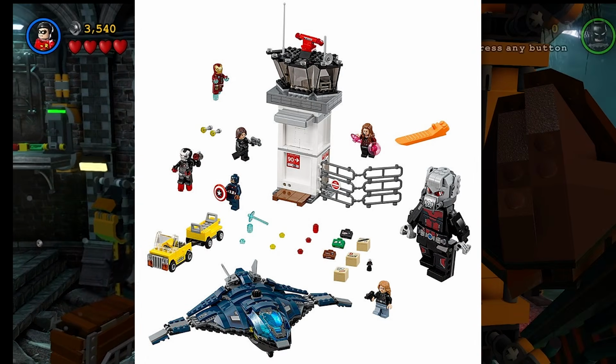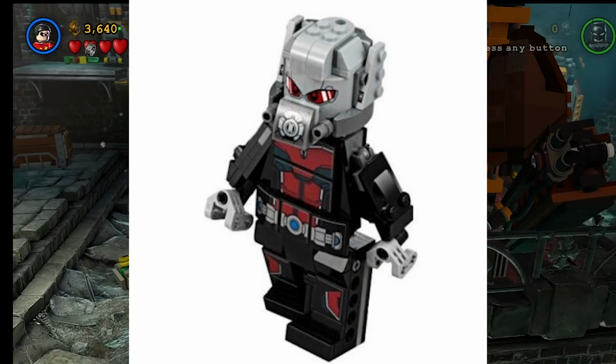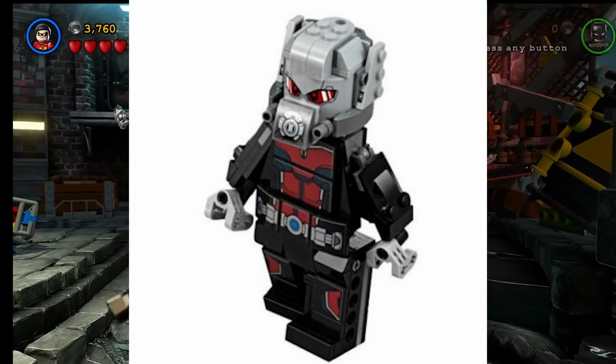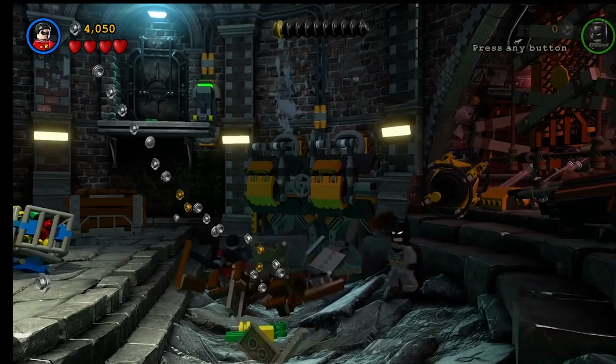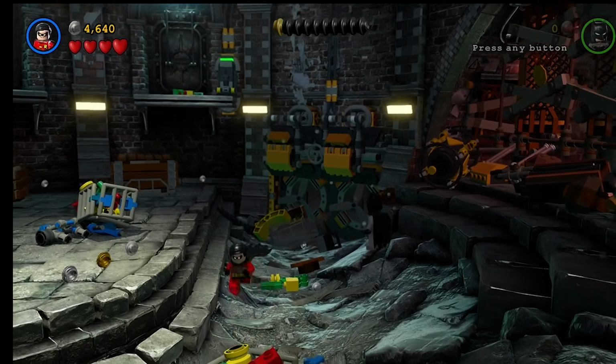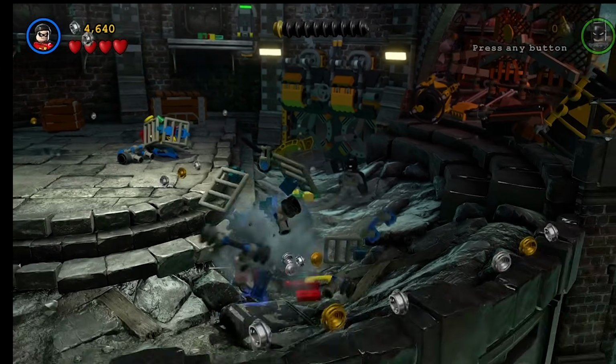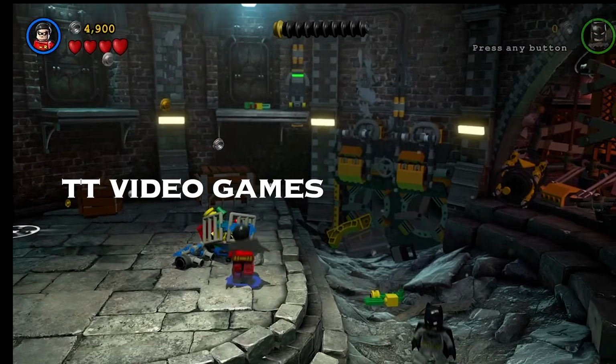It does seem like LEGO's usually pretty good about not spoiling movies in this way, because a lot of the tie-ins that come out beforehand are usually pretty generic and might not even necessarily tie into the actual scene being depicted in the set. TT Video Games.